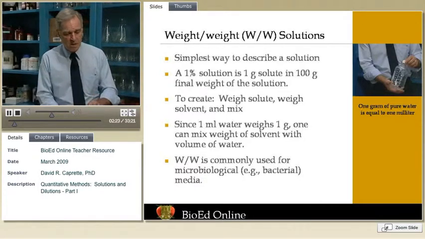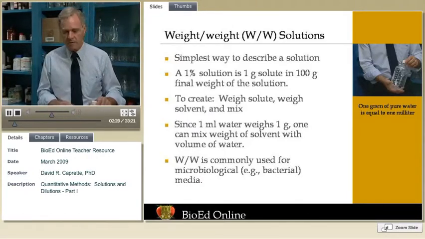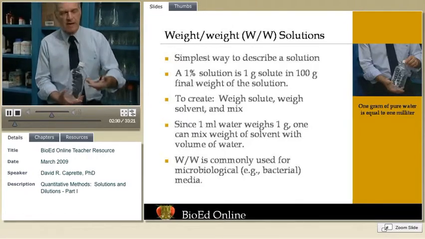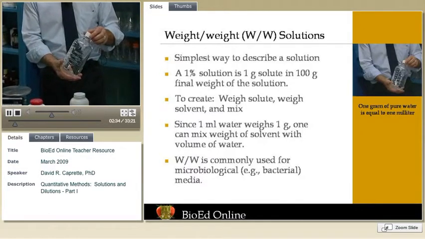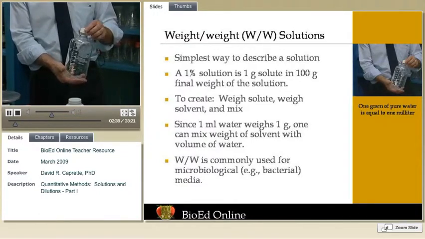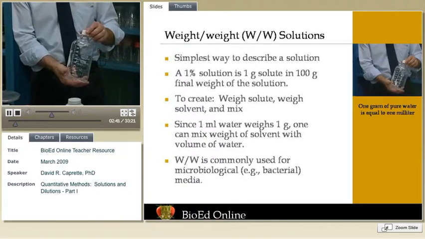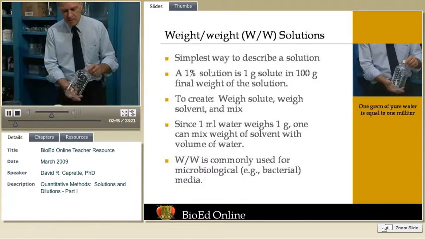What we do then is we measure out a weight of pure water into the container we're going to use. Pure water weighs 1 gram for every milliliter. So with water, thank goodness, we don't even have to measure a weight. We can simply measure a volume. It's one of the convenient things about aqueous solutions. We can simply put the amount we want.